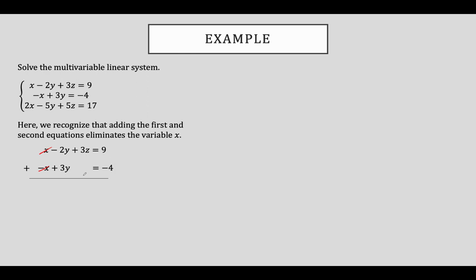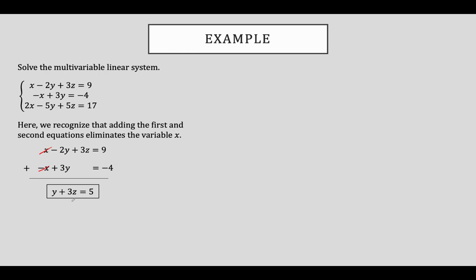3z plus 0z's gives me 3z is equal to 9 plus a negative 4, which is 5. y plus 3z is equal to 5. So this combination gave me an equation that had the variables y and z.